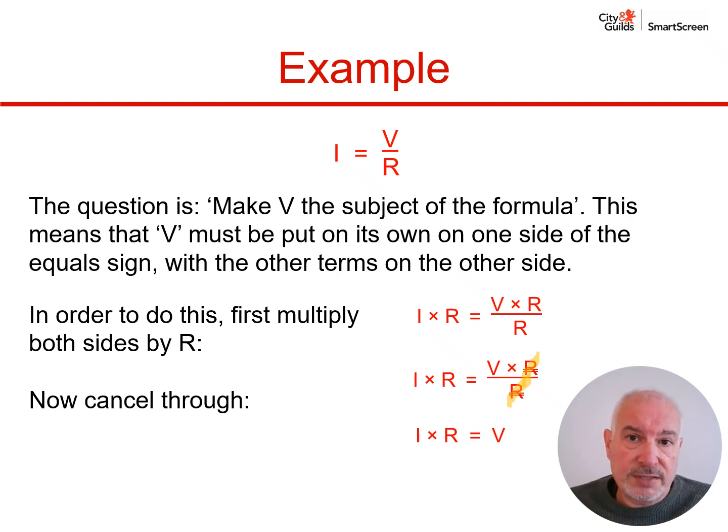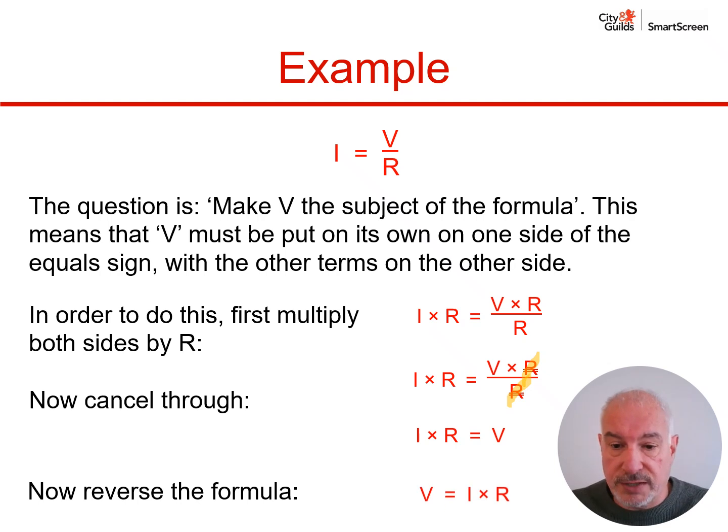Now traditionally we tend to write the subject first on the left hand side, and then the equal sign, and then the rest of the formula. So if we want to do that, we will just simply have to take everything that's on the left and put it on the right, and everything that's on the right and put it on the left, and we would end up with the formula written as V equals I times R, or just simply V equals IR, means the same thing. Now it is difficult, it does take practice, and there's no easy way around it.